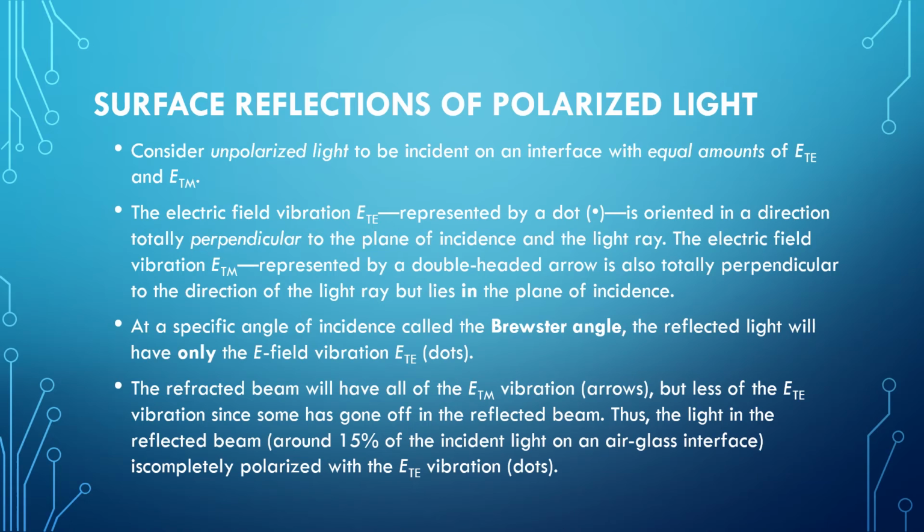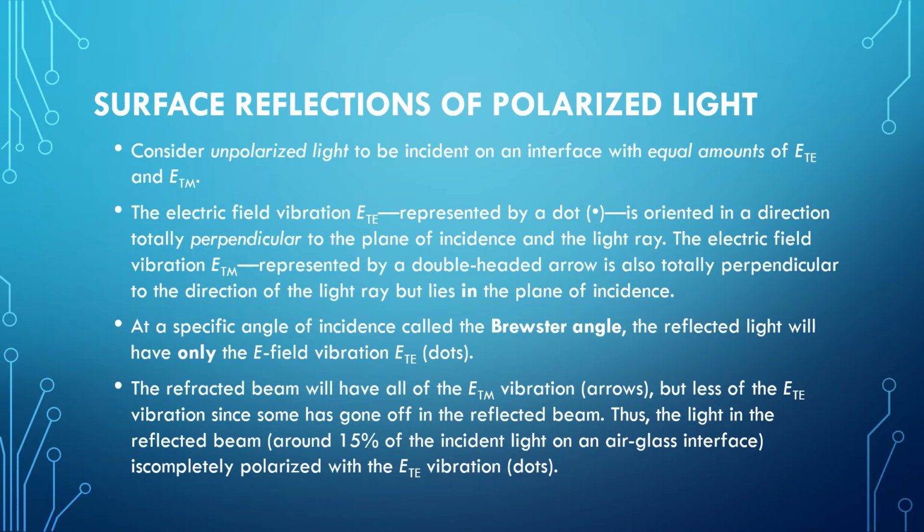We will now discuss how surface reflections of polarized light work. So first we'll consider unpolarized light to be incident on an interface with equal amounts of ETE and ETM. And if you don't remember from Module 1 what that stands for, the TE is transverse electric and the TM is transverse magnetic. So the electric field vibration ETE, represented by a dot, and the drawing will be on the next slide, is oriented in a direction totally perpendicular to the plane of incidence and the light ray.